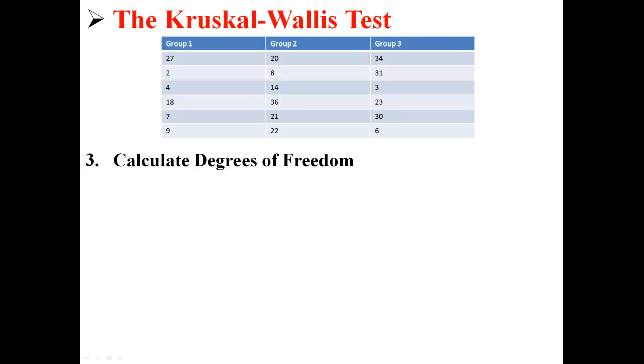Next, we're going to calculate our degrees of freedom. Degrees of freedom are equal to k minus 1, where k is the number of groups you have. So, in this case, our degrees of freedom is equal to 3 minus 1, or 2.